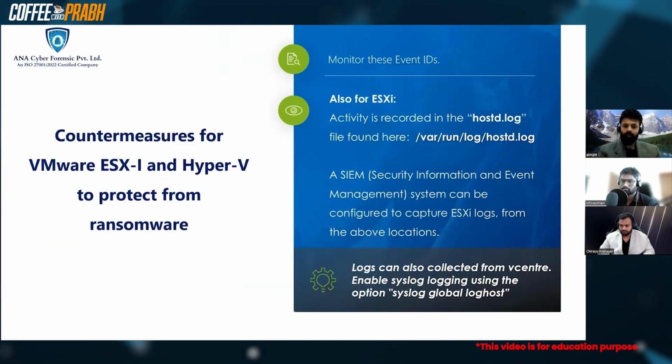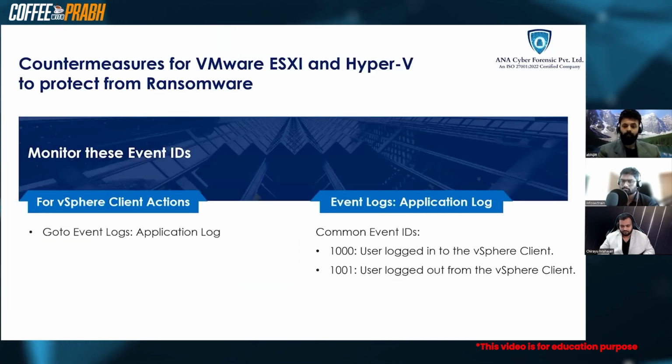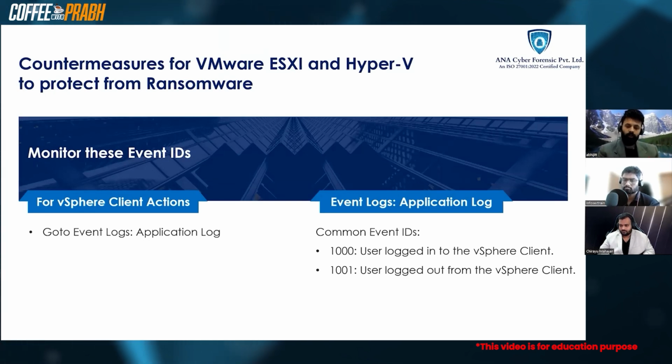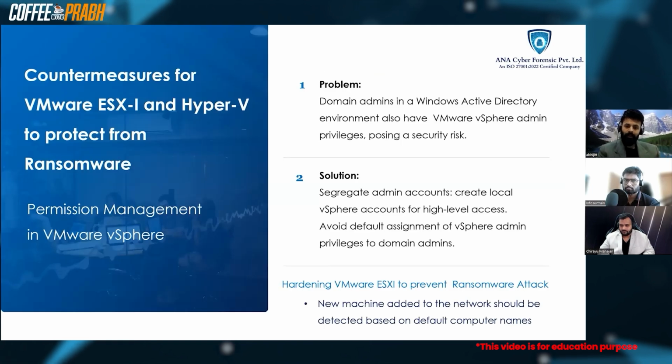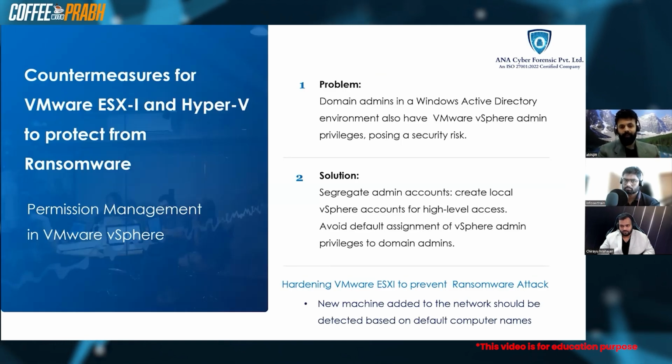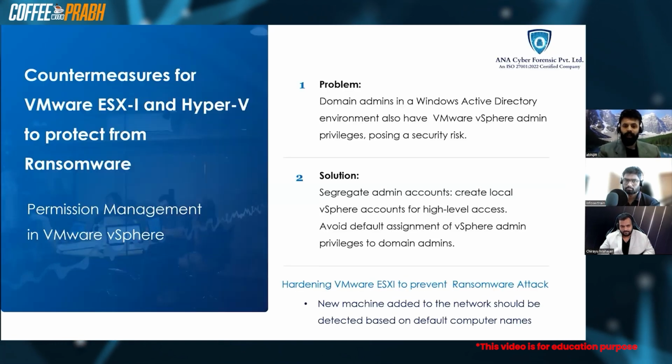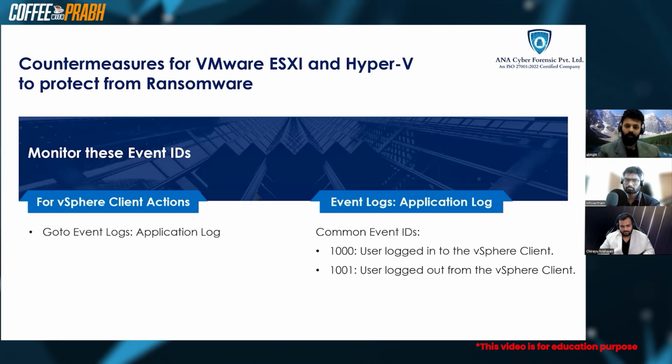If you're talking about ESXi, then you can see, because the ESXi environment is accessed by the vSphere client, when someone is logging into the vSphere client, 1000 is the event ID which will get generated, and also 1001. So these have to be closely monitored: who is logging in and what is the reason. And also if you're talking about ESXi itself, there are places within the ESXi environment from where you can capture the log.